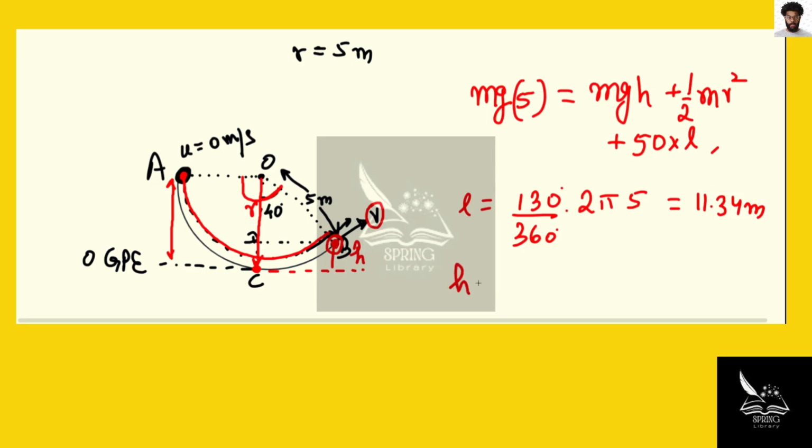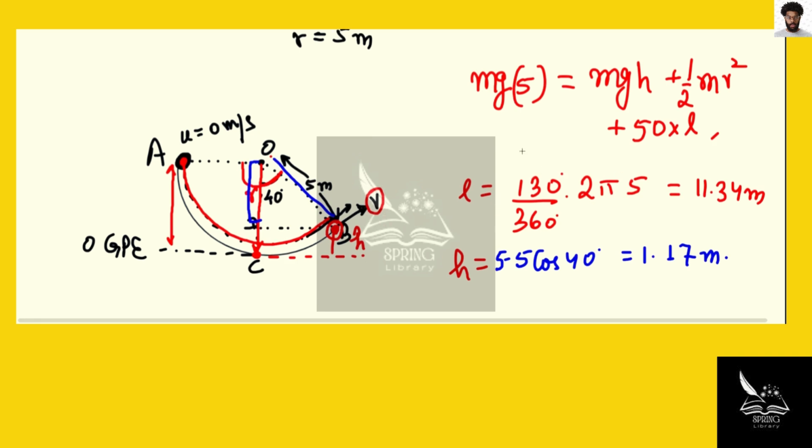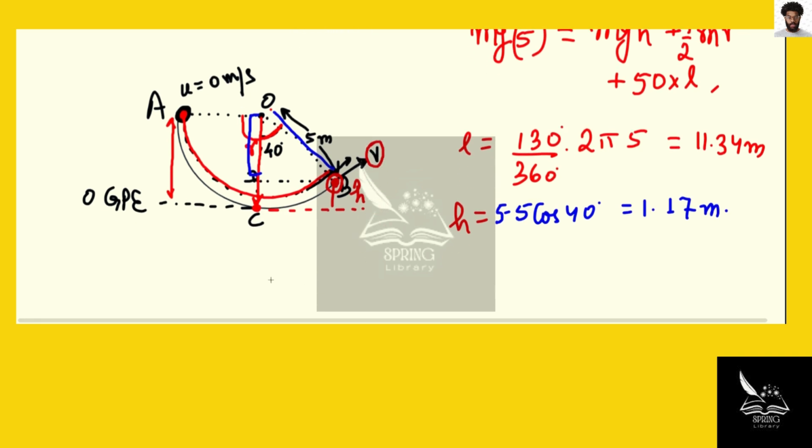And the value of h will be the projection of this radius, which will be OD, which is 5 times cos 40 degrees, and this has to be subtracted from the total radius. So here when we subtract 5 cos 40 degrees from 5, we're going to get here the vertical height as 1.17 meters approximately. So let's put all the values here.